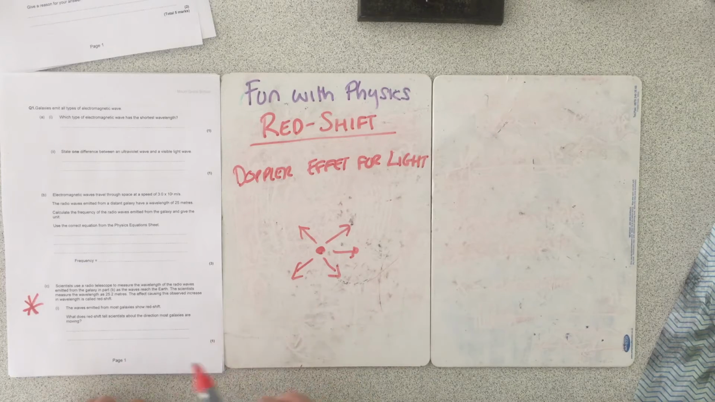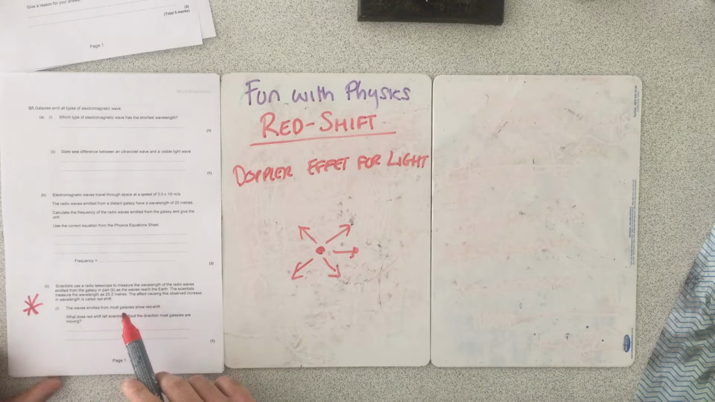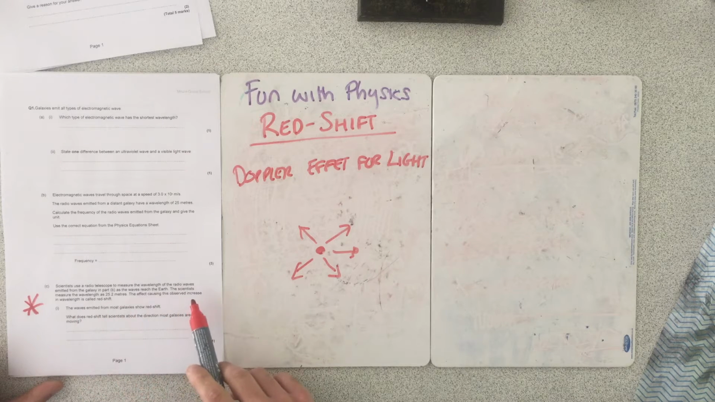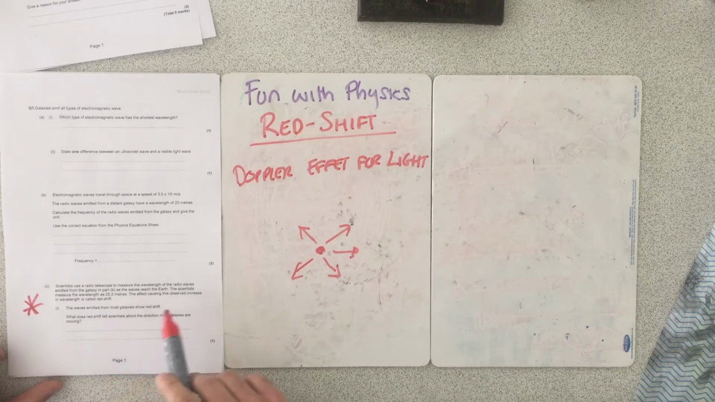Now, looking at this question, and this is the second half of a wave question I completed in another video. It says, the scientists use a radio telescope to measure the wavelength of radio waves emitted from the galaxy in part B as the waves reach the Earth. The scientists measure the wavelength as 25.2 meters. The effect causing this observed increase is called redshift. The waves emitted from most galaxies show redshift. What does redshift tell scientists about the direction most galaxies are moving?